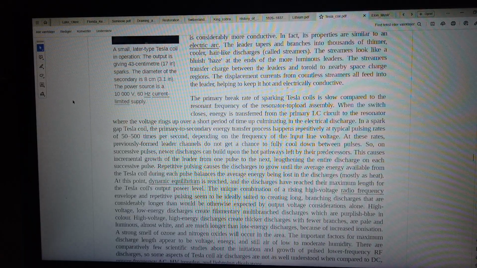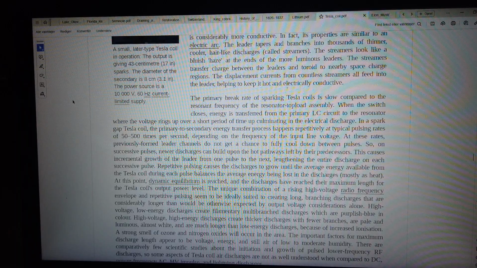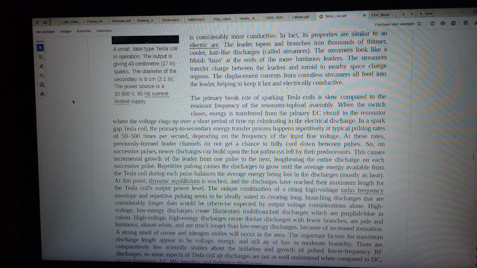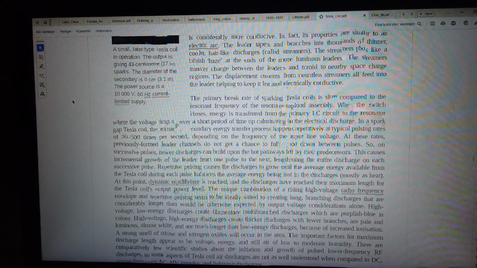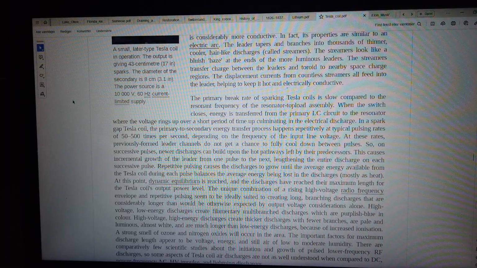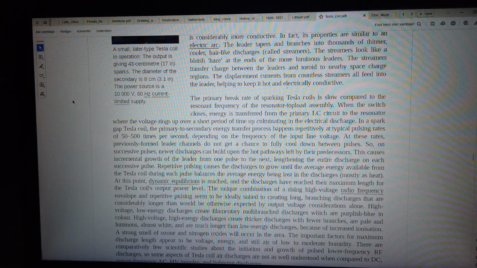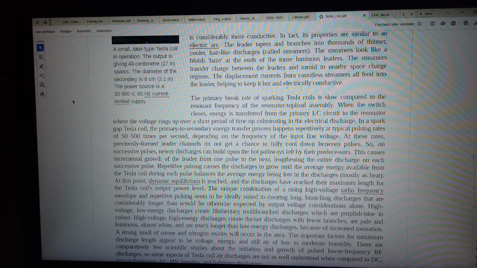The leader tapers and branches into thousands of thinner, cooler, hair-like discharges, called streamers. The streamers look like a bluish haze at the ends of the more luminous leaders. The streamers transfer charge between the leaders and toroid to nearby space charge regions. The displacement currents from countless streamers all feed into the leader, helping to keep it hot and electrically conductive.